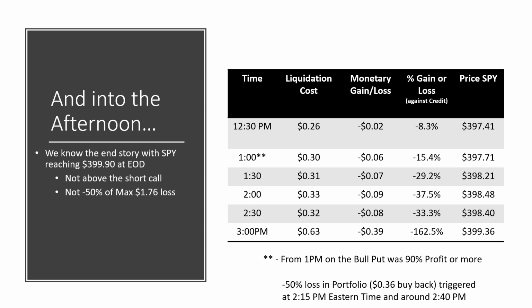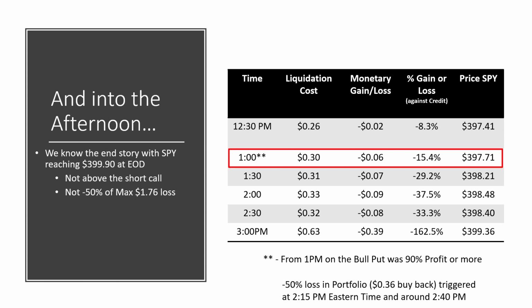But going forward at 12:30 p.m. Eastern Time, buyback cost of 26 cents, loss of 2 cents total, or 8.3%. SPY is at 397.41. At 1 p.m. Eastern, SPY is at 397.71. The bull put credit spread side we could have closed for 90% profit of what we originally took in, at 11 or 13 cents, I believe.